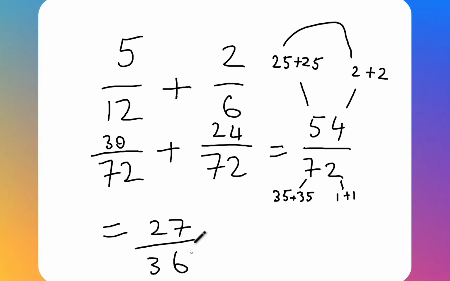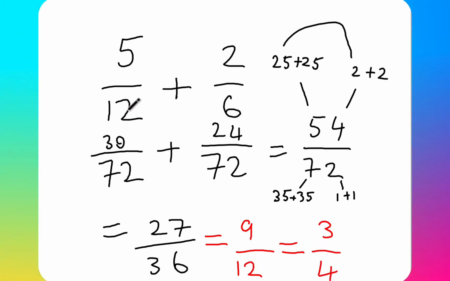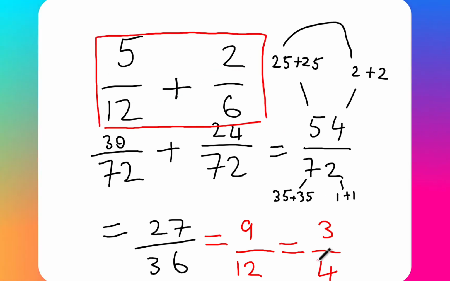We can simplify again now. Now it's simpler to simplify. So let's go. We know that we can divide 3 into this number. 27 divided by 3 equals 9, and 36 divided by 3 equals 12. We have 9 twelfths. We can go again. Divide 3 into 9, it equals 3, and divide 3 into 12, it equals 4. So adding 5 twelfths and 2/6 equals 3/4.